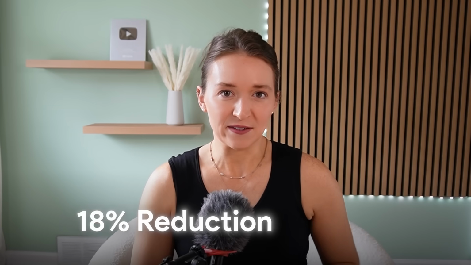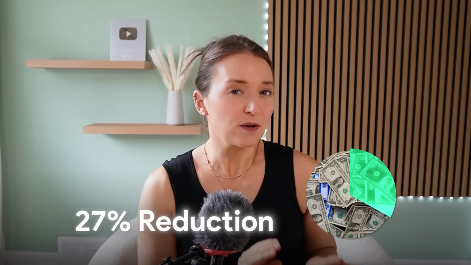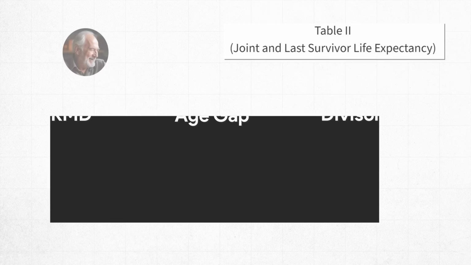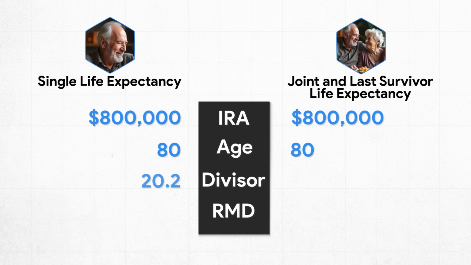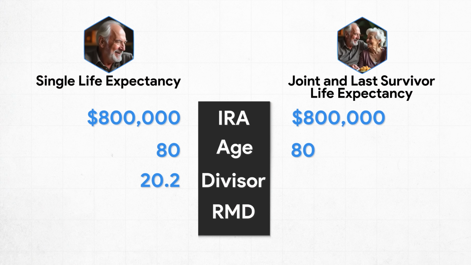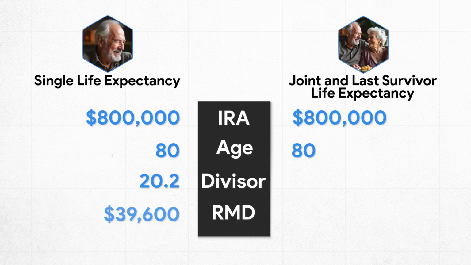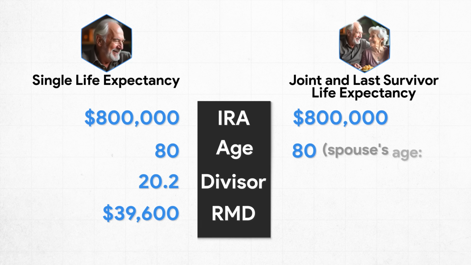That's a 27% reduction, roughly a third less money that you're forced to take out of this account. Let's explore some different age scenarios to see how this changes. Remember, the larger the age gap, the more pronounced this difference becomes. We'll stick with the same $800,000 IRA and the older spouse being 80 years old. Under the uniform table, remember their divisor originally was 20.2, giving them an RMD of about $40,000.